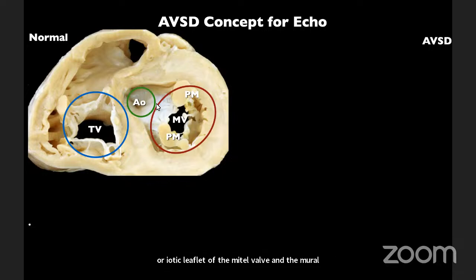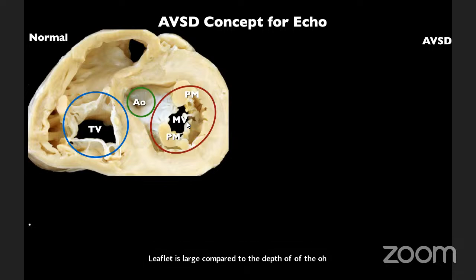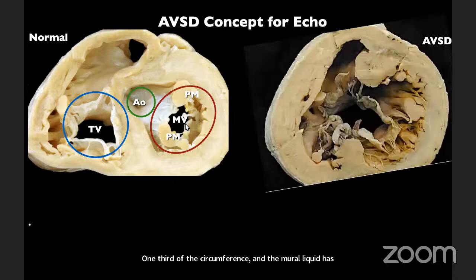Note that the depth of the anterior leaflet is large compared to the depth of the mural leaflet, but the circumference of the mural leaflet occupies 2/3 of the circumference. So we always say the anterior leaflet has 2/3 of the depth and 1/3 of the circumference, and the mural leaflet has 2/3 of the circumference, but only 1/3 of the depth. Now, what happens in AV septal defect?